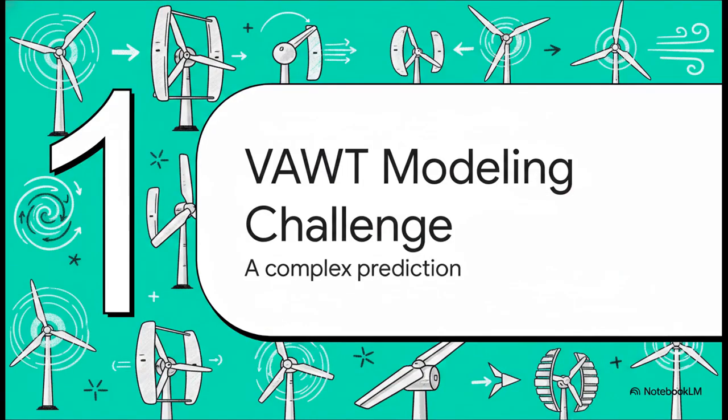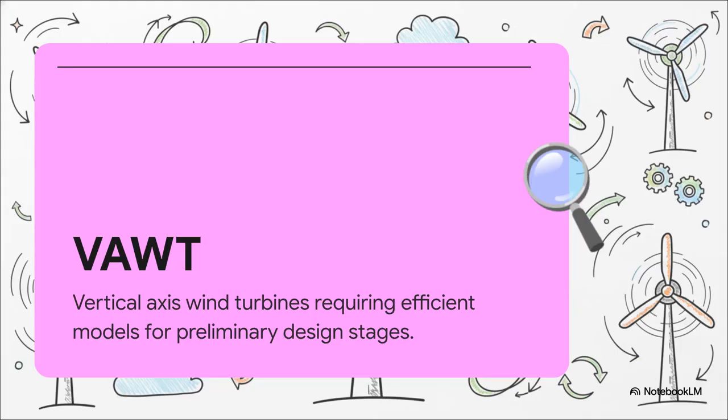All right, Section 1, the VAWT Modeling Challenge. Today, we're zeroing in on VAWTs, vertical axis wind turbines. The source material specifically looks at how these models apply to a small-scale Darrieus H turbine. Because of their unique spinning geometry, predicting the aerodynamics here is incredibly complex, and that's exactly why having highly efficient models is absolutely mandatory during those preliminary design stages.